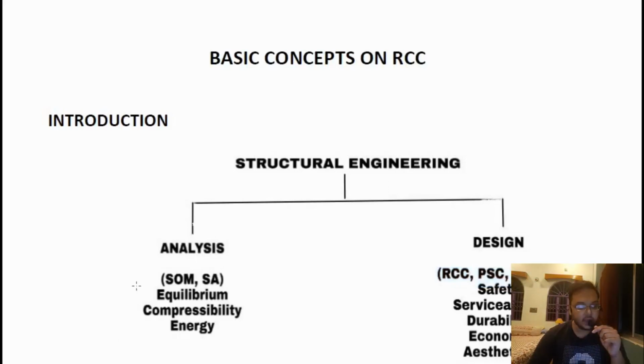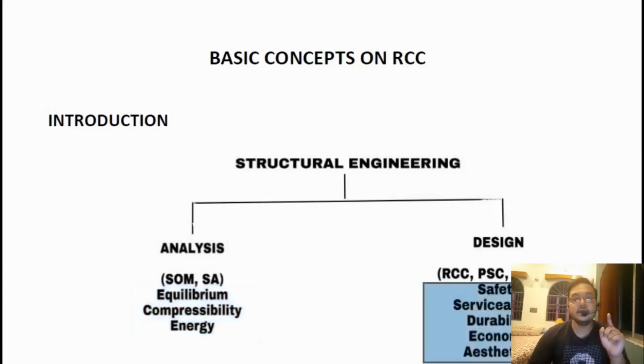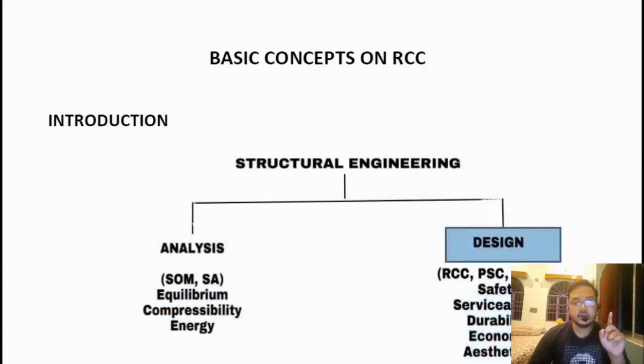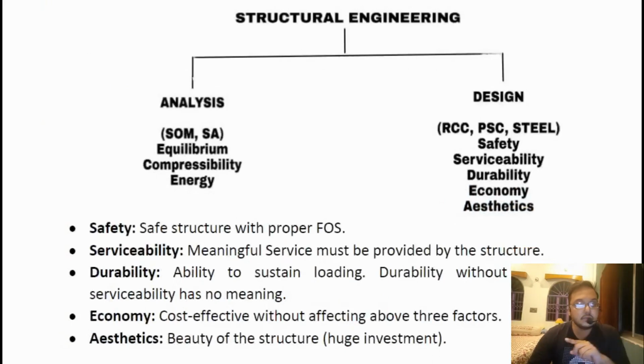In strength of material and structural analysis, we are dealing with equilibrium, compressibility and energy, and things like safety, serviceability, durability, economy and aesthetics are dealt with in the design part. So moving on, let's talk about these factors which we consider in the design. These are five factors which we consider when we are designing a particular structure.